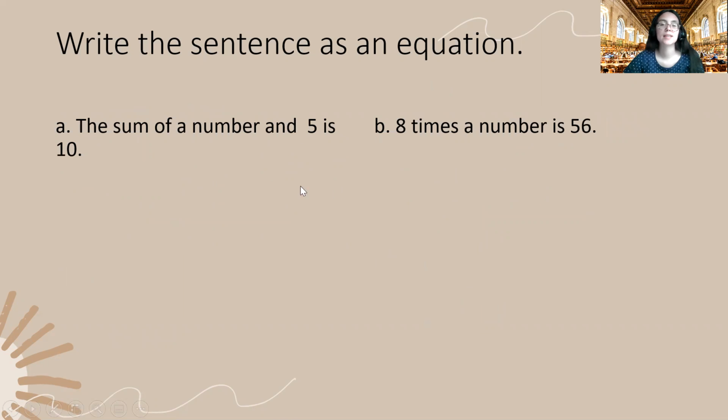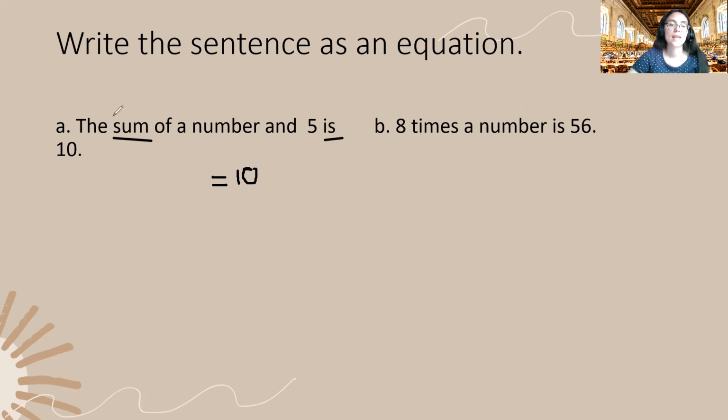So we're going to write these again into equations. For the first one on the left, we have the sum of a number and 5 is 10. So I'm going to underline sum and is. Okay, so I know that I'm going to have an equal sign. And on the right hand side, I'm going to have 10 because I have is 10, so is equal to 10.